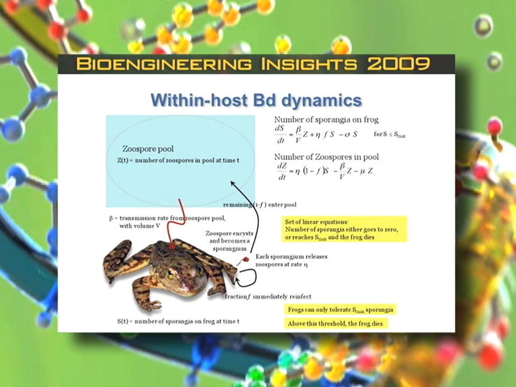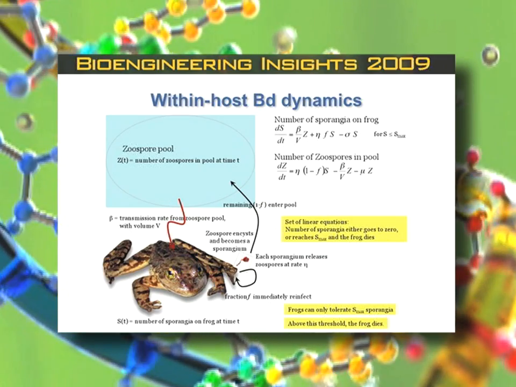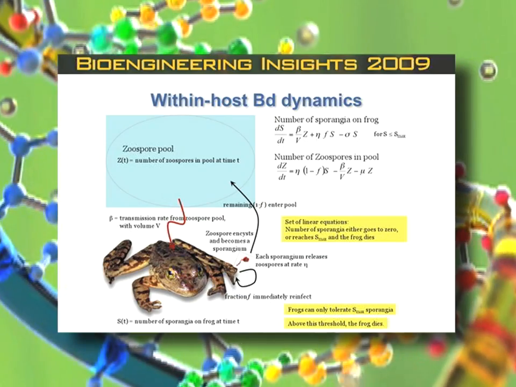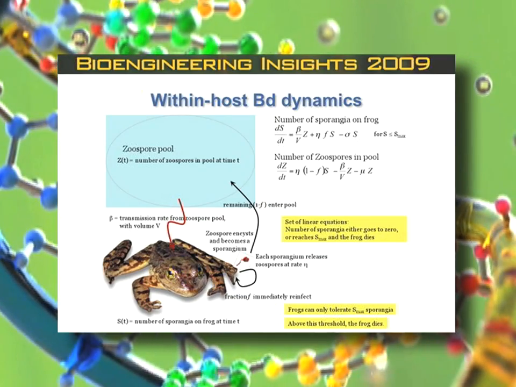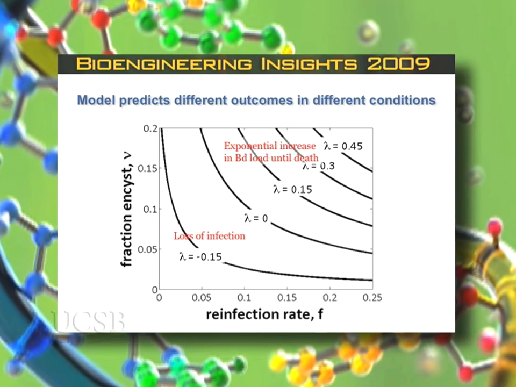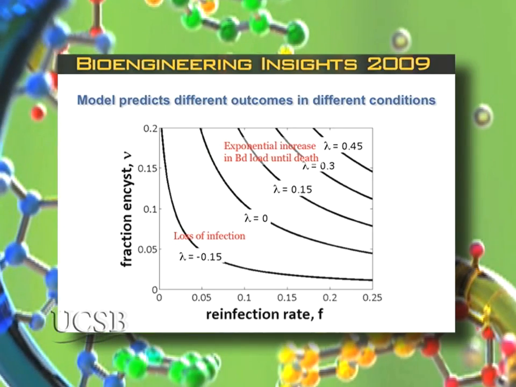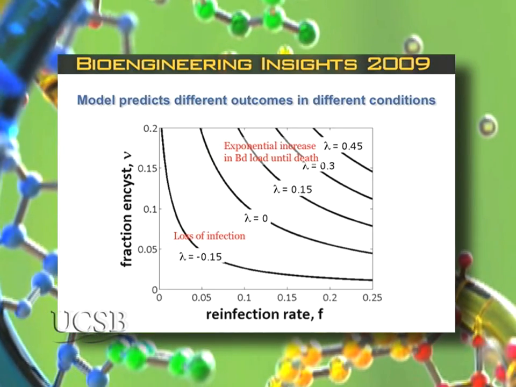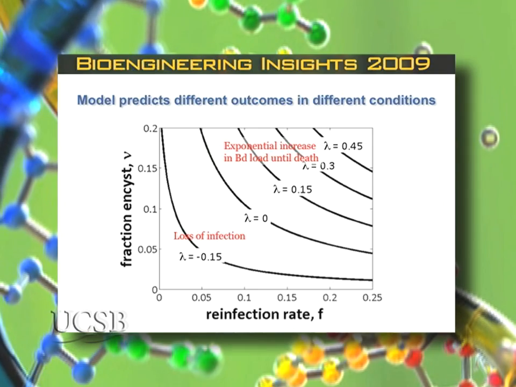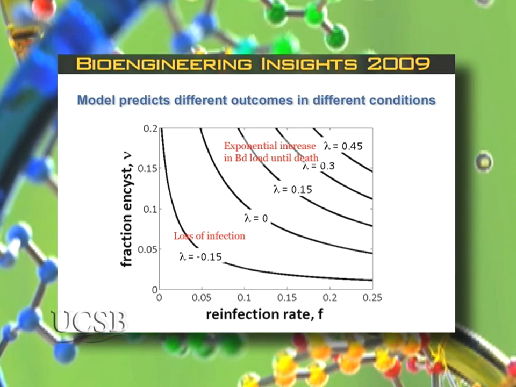It's a set of linear equations, so there are really only two outcomes that can occur on a single frog. Either the number of sporangia will go to 0, and the frog will lose the infection, or it will grow exponentially, reach S max, and the frog will die. Which of these outcomes occurs depends on the conditions. This shows, for a couple of the different parameters, BD growth rates on individual frogs either growing exponentially or declining.